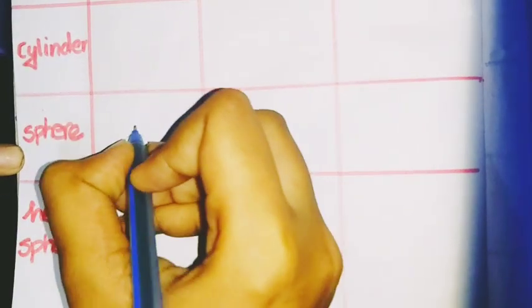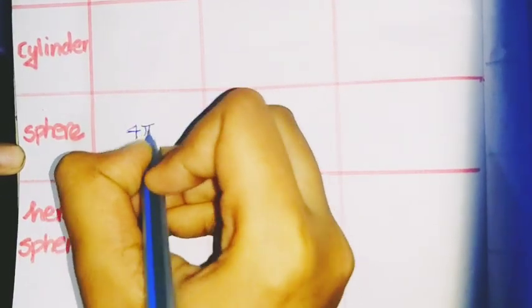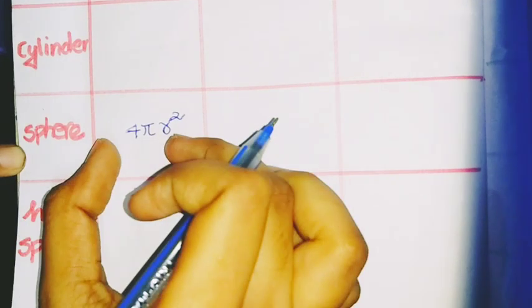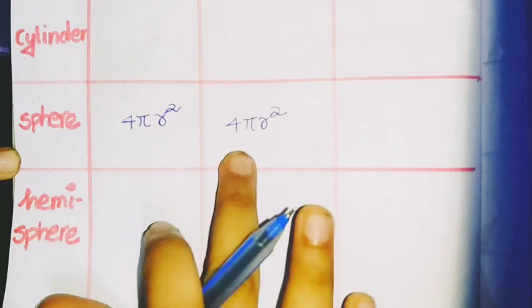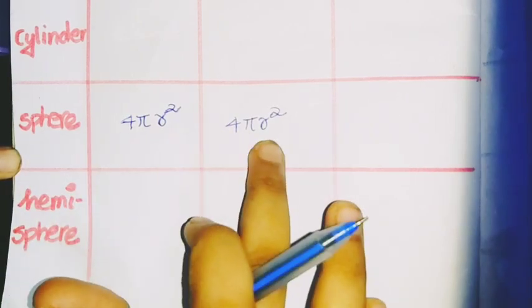Before writing hemisphere, let me write for sphere because it is very easy. This is your 4 pi r square, just copy this over here. 4 pi r square, same thing, I'll just copy in both the sides. So CSA of sphere and TSA of the sphere is 4 pi r square, 4 pi r square.